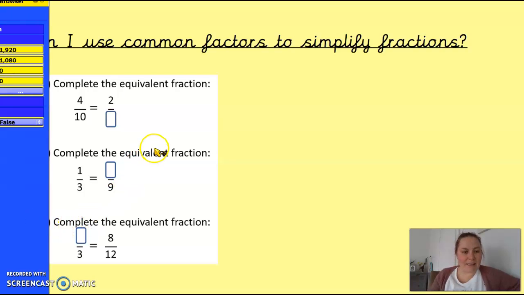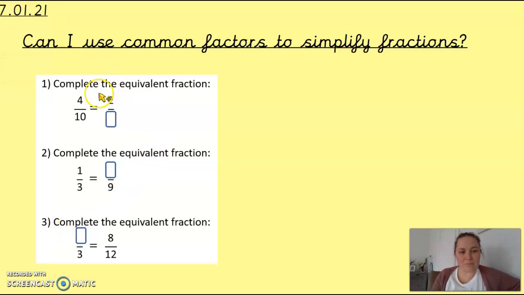If I was going to find the equivalent fraction to 4/10, and I needed to have a 2 here as my numerator, I'm thinking to myself, how have I got from 4 to 2? By timesing or dividing. I've divided by 2. So I need to do the same to the bottom as I did to the top. So the equivalent to 4/10 would be 2/5. Pause me there and have a go at the next two and see if you can remember how to find equivalent fractions.